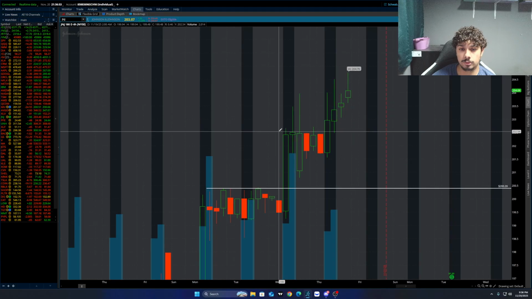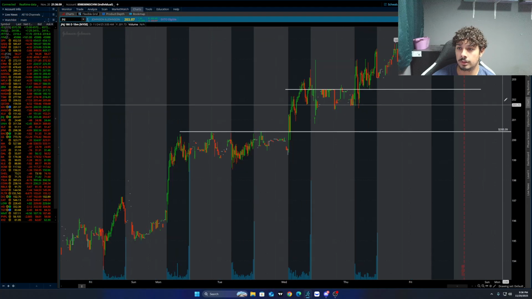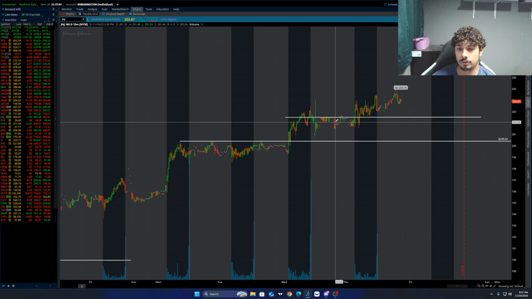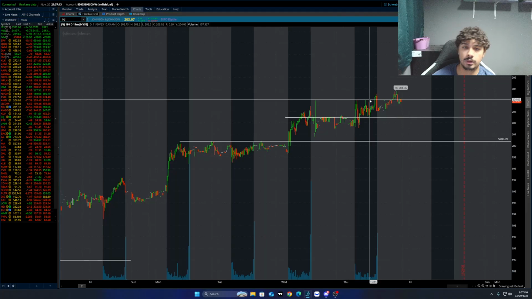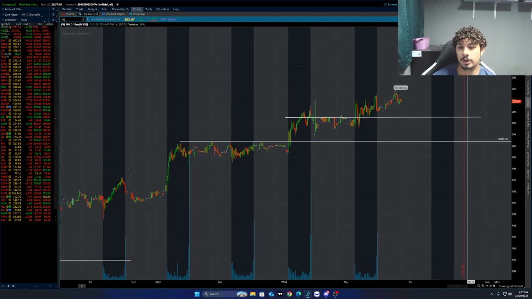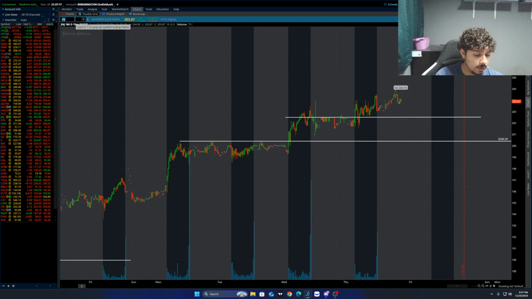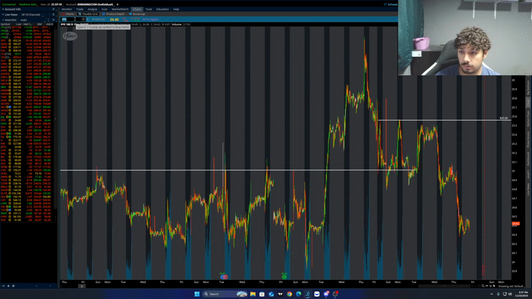And then, as we can see, it tested that previous high perfectly, and then held above, closed above at the end of the day. That's how I take this trade. So right here, I wouldn't take it until it hit this 202, 204. Nice $2 move, and then move on. Done with that trade. UNA or Pfizer is next.